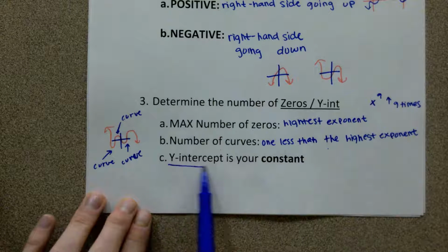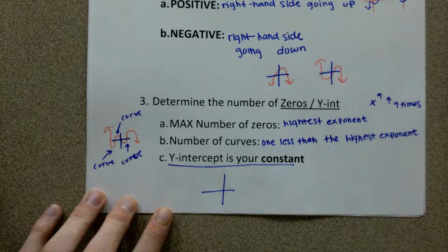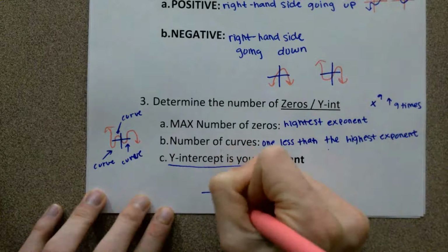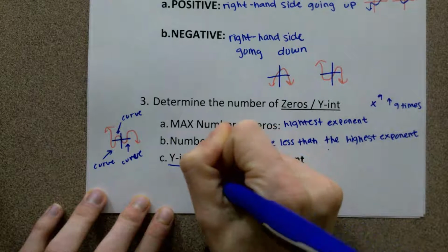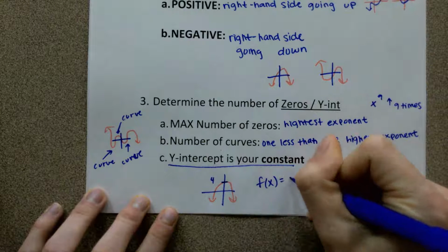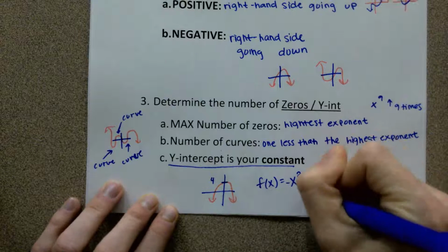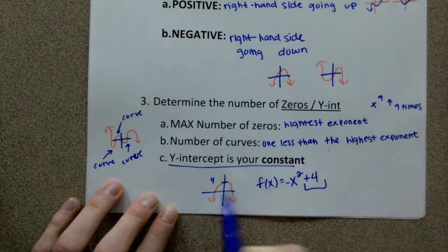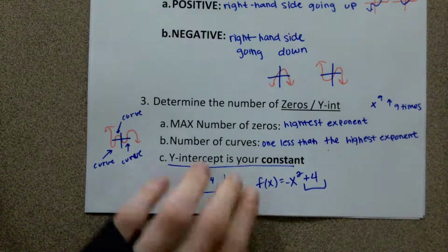And then your y-intercept, so where my graph crosses my y-axis, is my constant. So say that it crosses at +4, I'll have f of x equals, this would be negative x squared, right, plus 4. So my constant is my y-intercept. Okay.